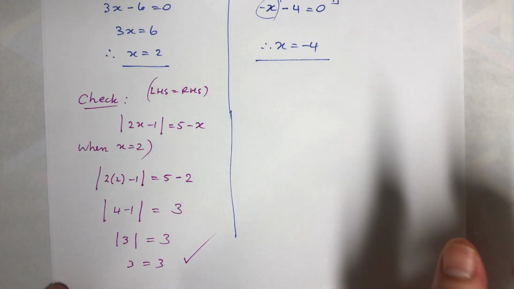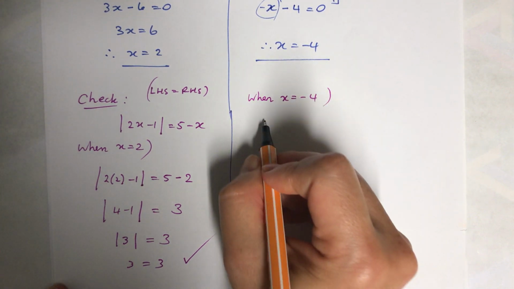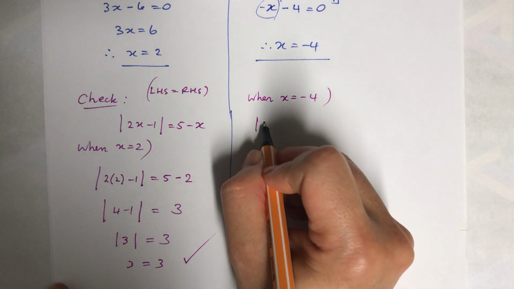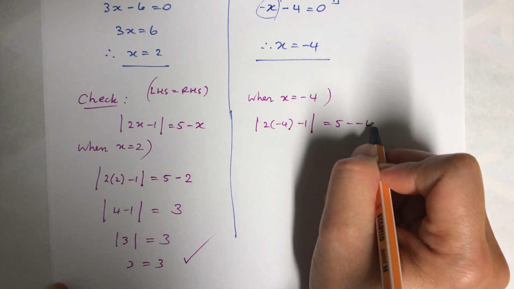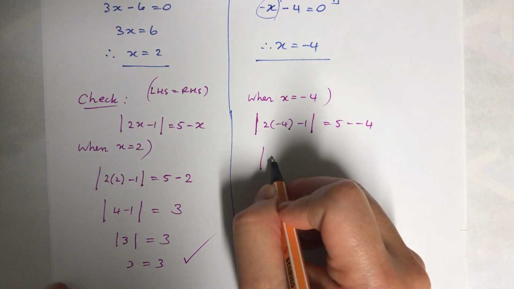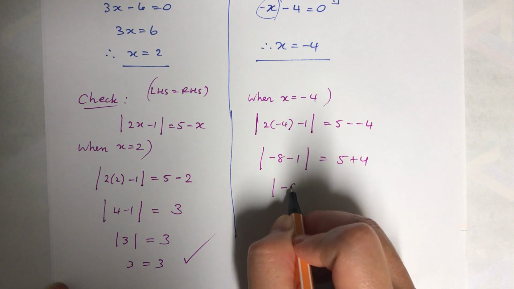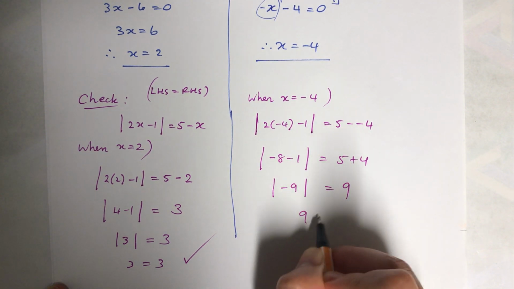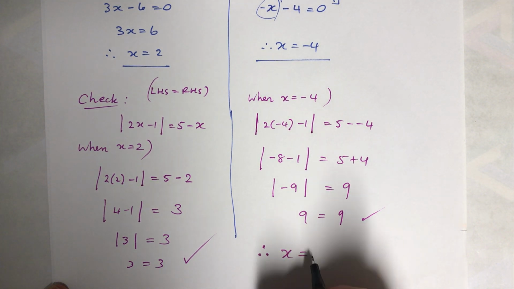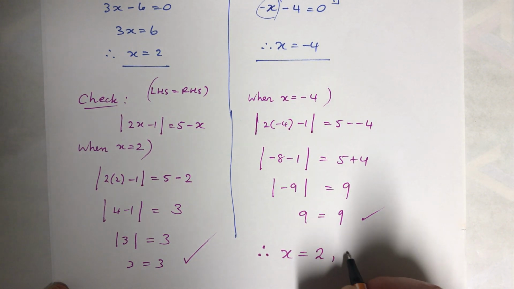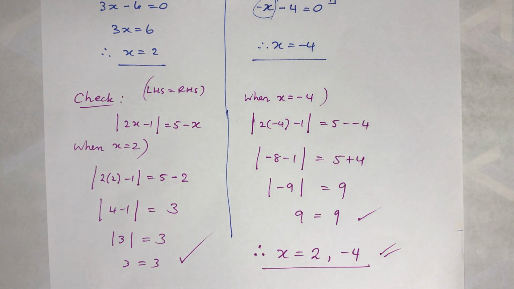Voila, that's good. And when x equals minus 4, I'm going to put that in this formula. 2 times minus 4 minus 1, 5 minus minus 4. So that's minus 8 minus 1, 5 plus 4, minus 9, 9. So therefore, x equals 2 or minus 4. They're both all good. Excellent. Well done, people. Well done.